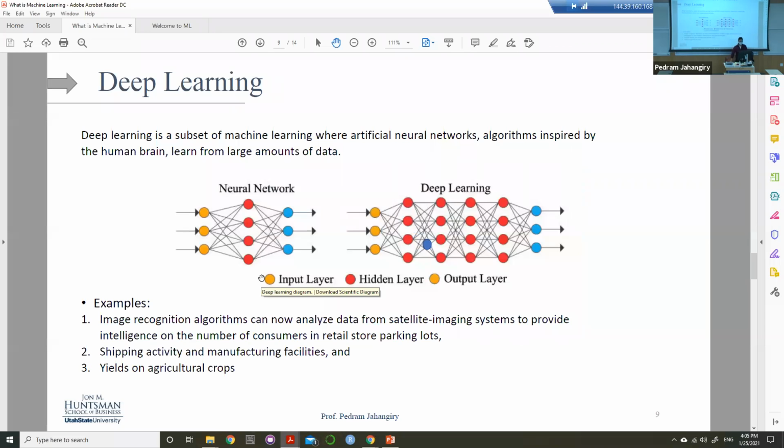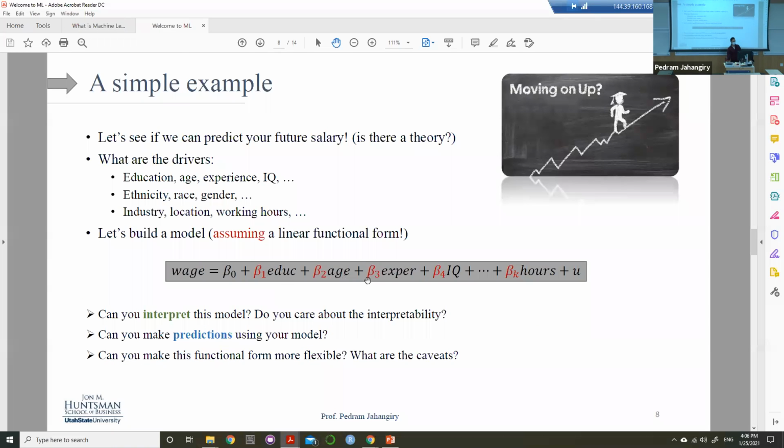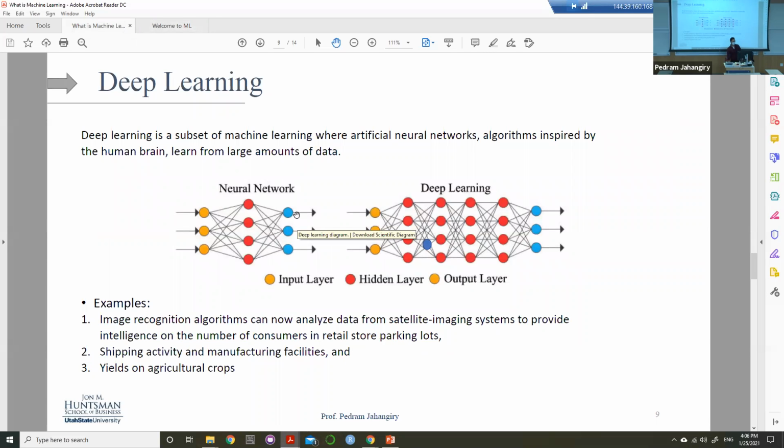Okay, so what is deep learning? Deep learning is very much like machine learning itself. It can have supervised, unsupervised, exactly the same, and reinforcement learning. And usually in reinforcement learning, we use neural networks. This is what we call a neural network, and these algorithms are inspired by the human brain, right? The yellow ones are input layers. Input layers are something as simple as this: education, age, experience, right? This is the input layer. The output layer, if it's usually classification, is either buy, sell, hold, right? So this is the output layer.